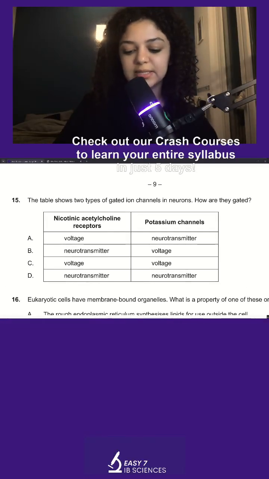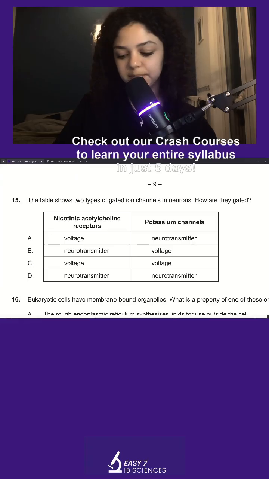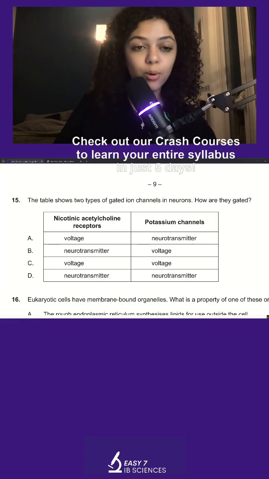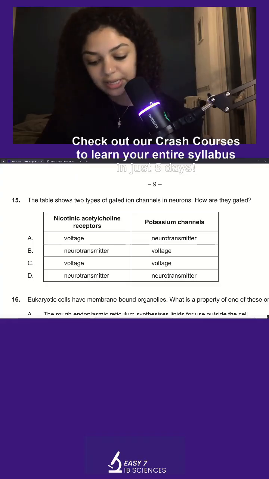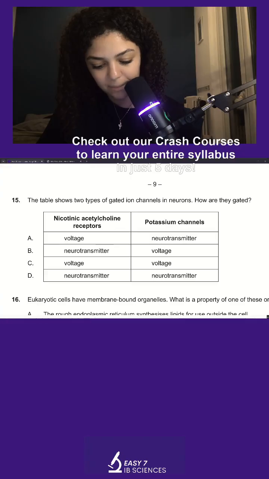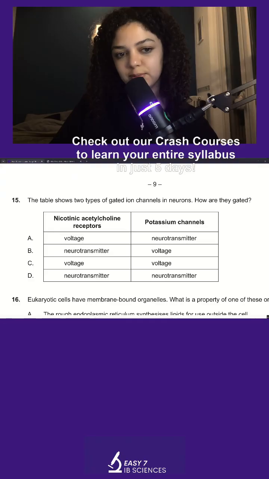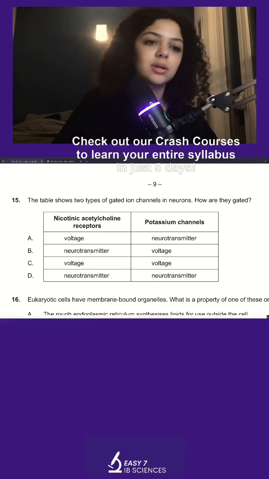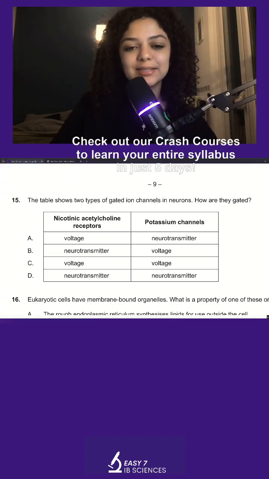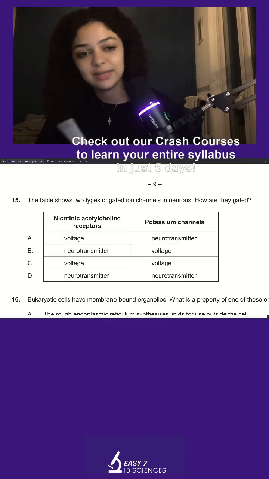The table shows two types of gated ion channels in neurons. How are they gated? Whoa, I didn't process this question. Actually no, this is a fine question. I kind of overreacted there. But I just don't like when they mention neonicotinoid acetylcholine receptors, especially with the insect example. Yeah, you guys are getting it all correct. Good job, guys. B is the correct answer.